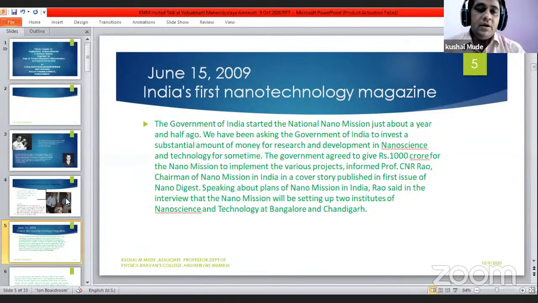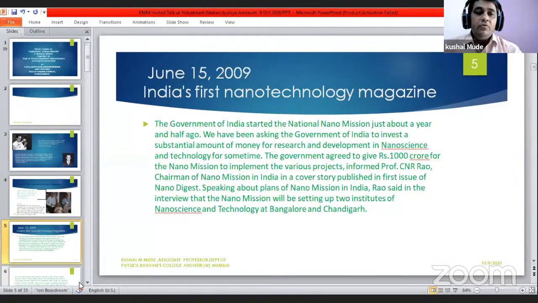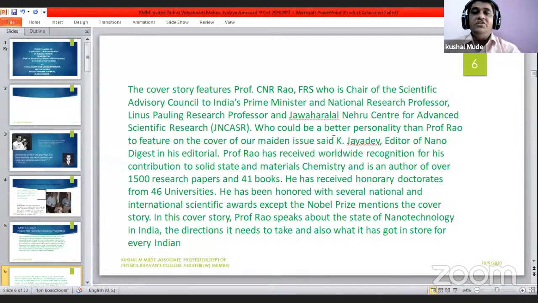So I am giving due credit to these great people, Richard Feynman, and as far as our country is concerned, Professor C.N.R. Rao. Now, we are going to the next. This is a cover story feature given here: Fellow and Scientific Advisory Council of India's Prime Minister and National Research Professor at the Jawaharlal Nehru Center for Advanced Scientific Research. Now, see why I am going to share this with you, students.